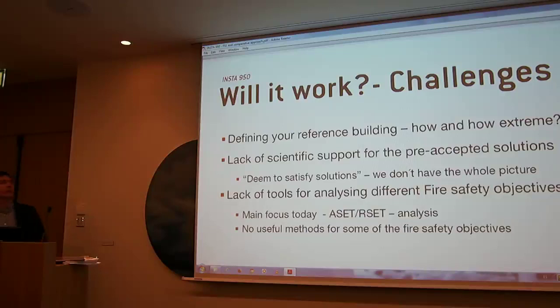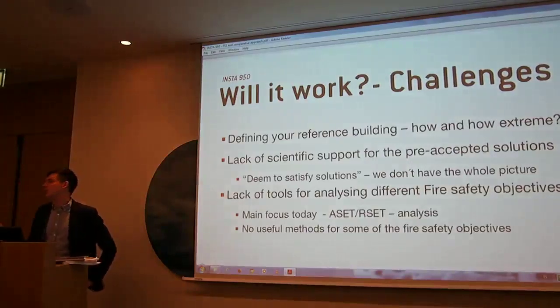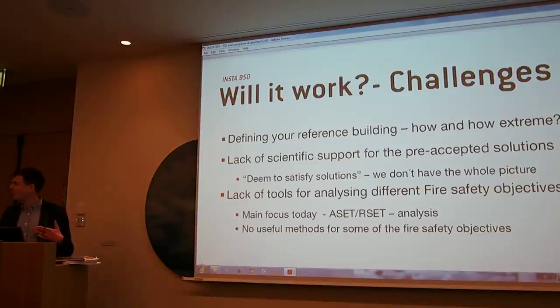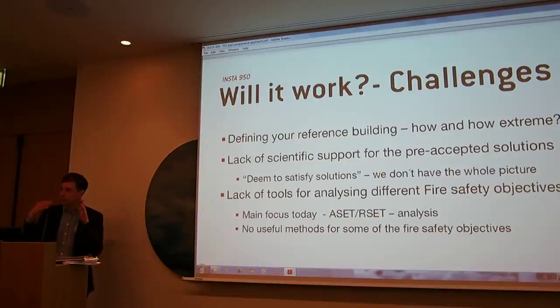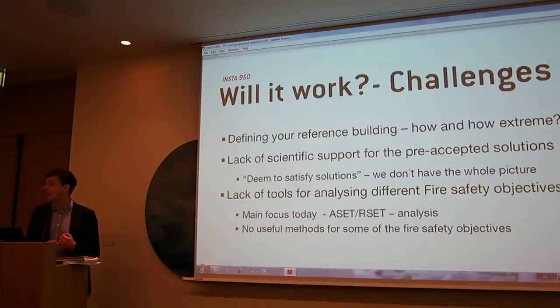But we also have a problem when working with this method, that we don't have scientific support for the pre-accepted solutions. I don't really know why we talk about 10 meters when I should talk about the level of risk of being blocked in my evacuation route. It's difficult to understand what it really means. What is the meaning of this pre-accepted solution, and what is the meaning of the regulations? In Sweden we have a lot of deemed-to-satisfy solutions, and we don't have the whole picture of why that is. And these are challenges when we do this kind of analysis.